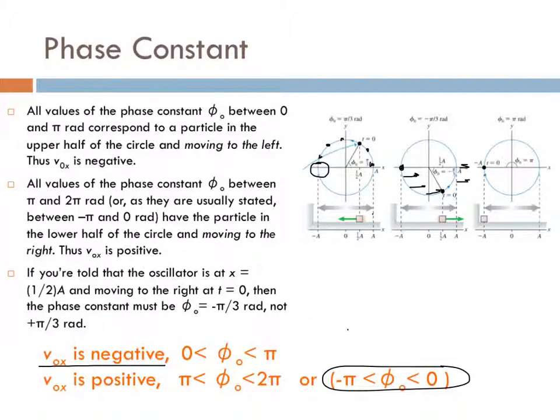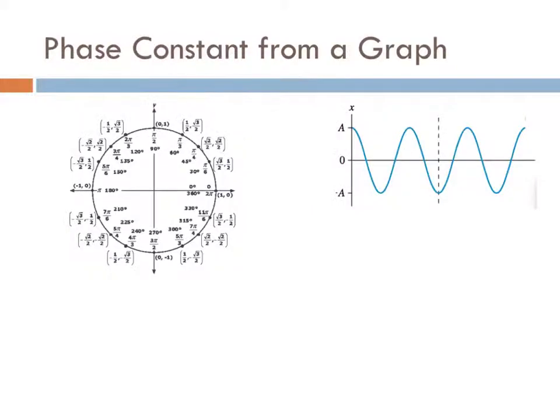And again, the whole cycle starts over once I pass 0. So between 0 and pi, our velocity is negative. Between pi and 2 pi, our v naught is positive. In a little bit, we'll show how to solve for the phase constant mathematically, but we need to also be able to get this information from a graph.